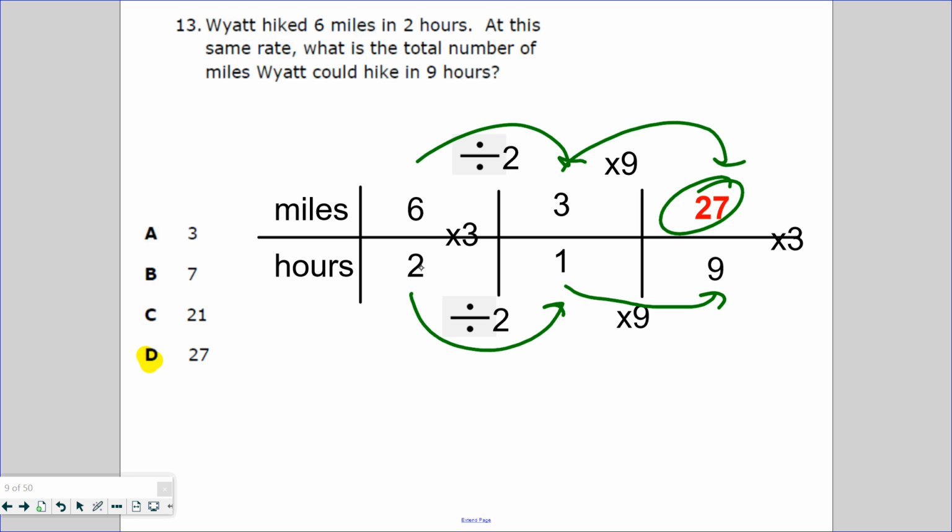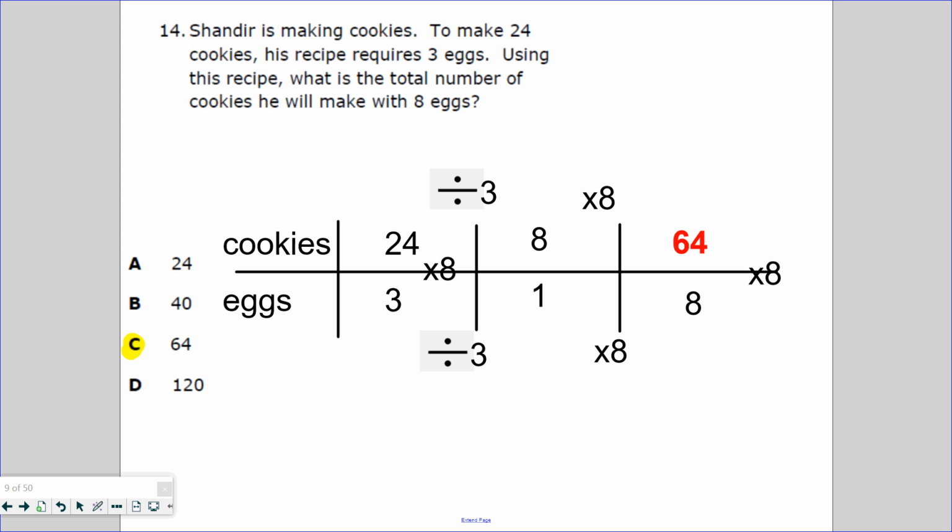Another way to do it is I can do it this way. So in 2 hours, if I times it by 3, is 6 miles. So 9 times 3 is 27. So you can do a side-to-side relationship or up and down. I prefer up and down sometimes.